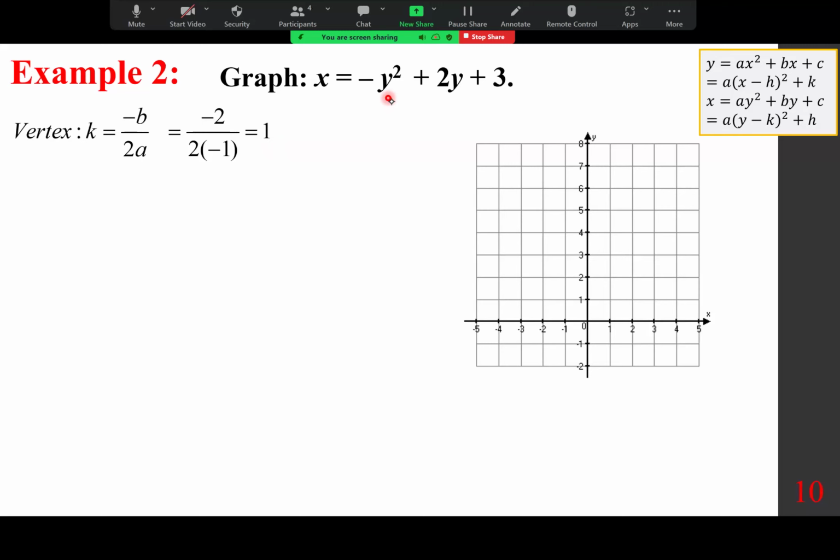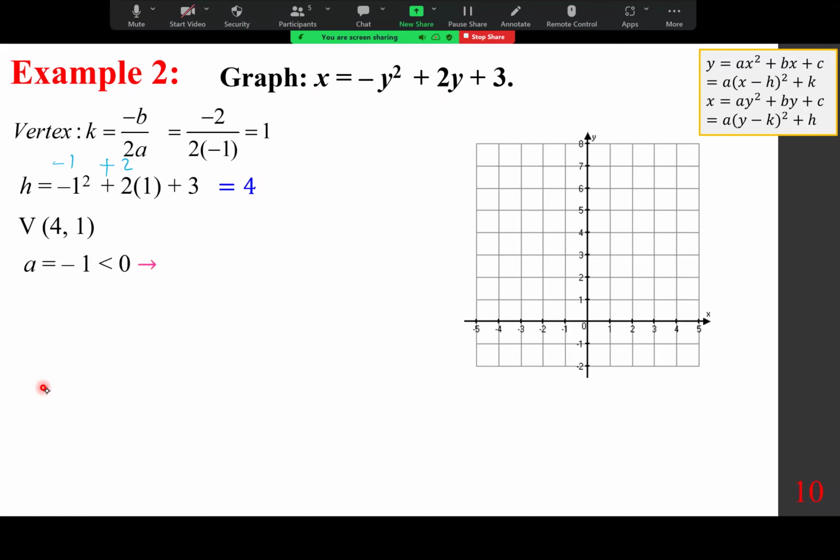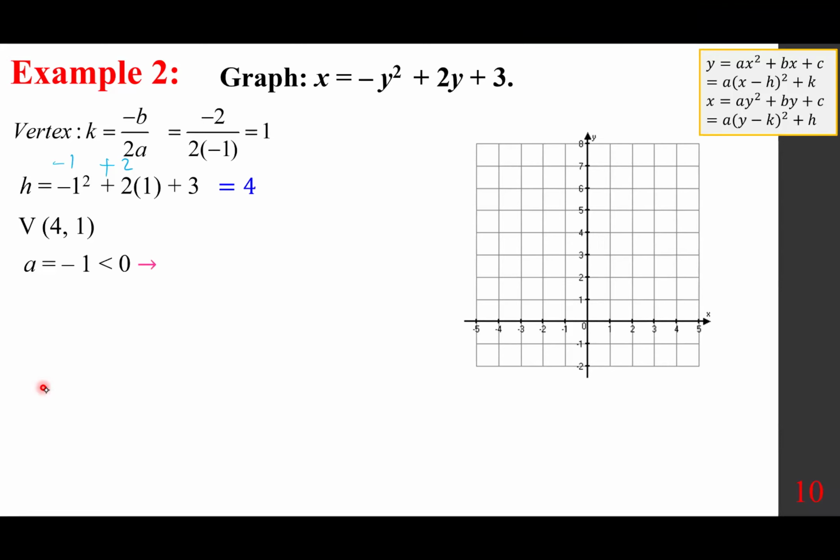If you plug in, you find the x coordinate of the vertex. So minus 1 squared plus 2 times 1 plus 3. 1 squared is +1, negative makes it negative; 2 is positive, and 1 with 3 is +4. And so the coordinates of the vertex are (4, 1). A is -1, and therefore the parabola opens to the left.